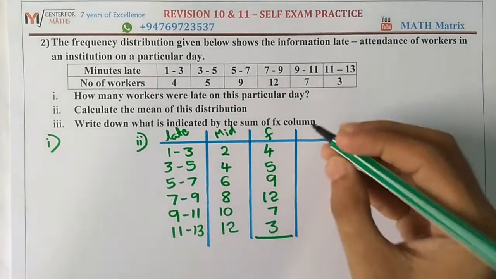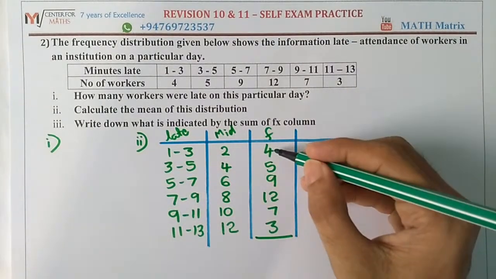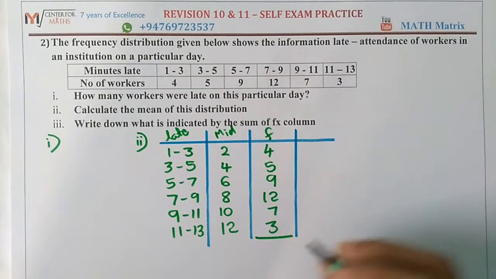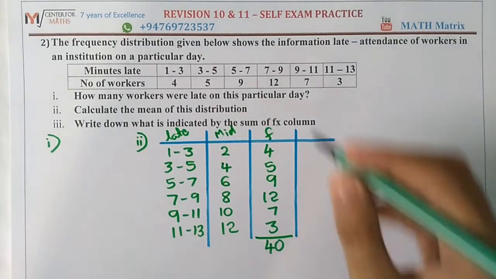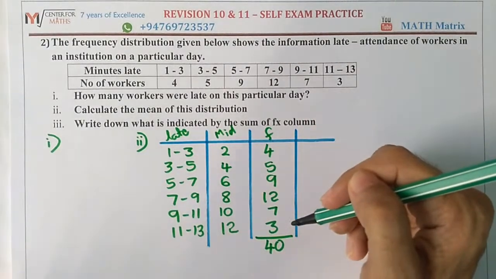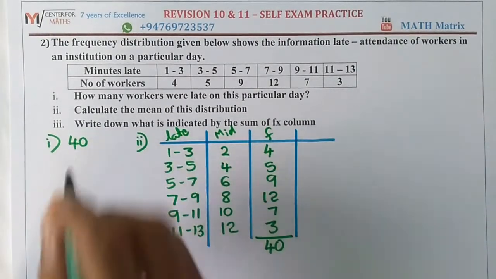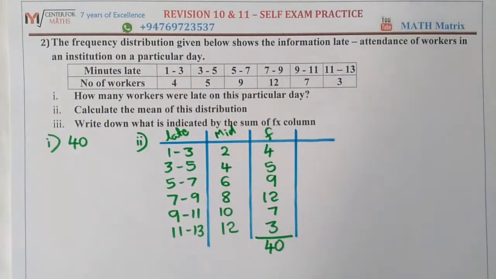Right. Now we can add them all. First of all, we have to add the frequencies. So 4 plus 5, 9, 18, 18 plus 12, 30, 30 plus 10, 40. So here we got the number of workers. The total number of workers is 40. So directly you can mark that 40 here. And 1 mark for this. If you have written the total number of workers, you can give 1 mark for that.